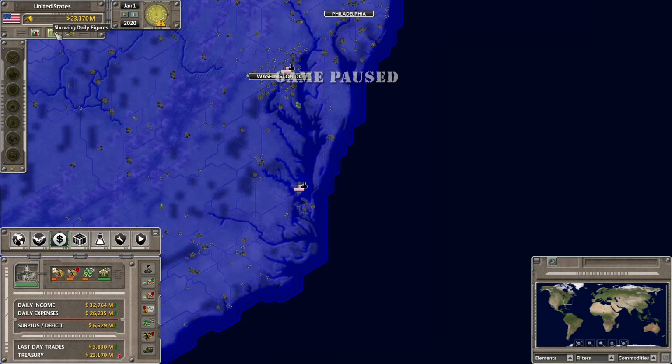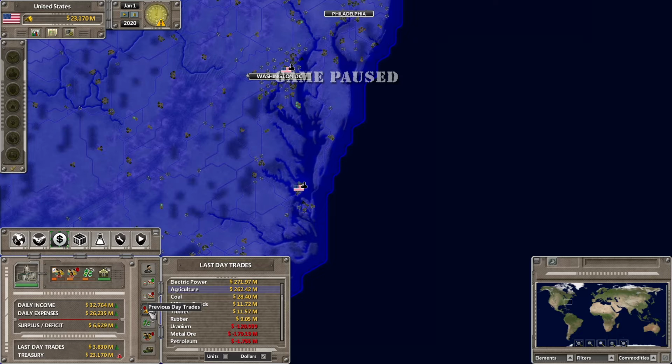And now you can change these values, by the way. If you click up here, it says showing daily figures. Now watch down at the bottom left. You can see it changes from daily income and expenses to annual income and expenses, and the surplus and deficit changes to match that as well. This is a preference thing. One may be easier for you to manage, one may be harder. The last day trades stays the same, so you can get up-to-date information on how your exports and imports are doing on a day-by-day basis.